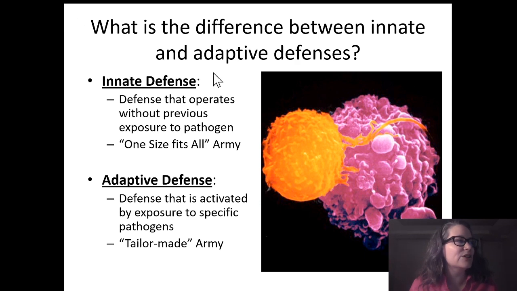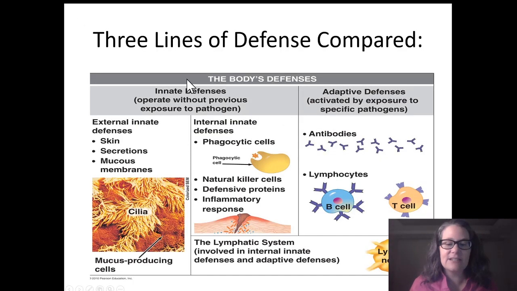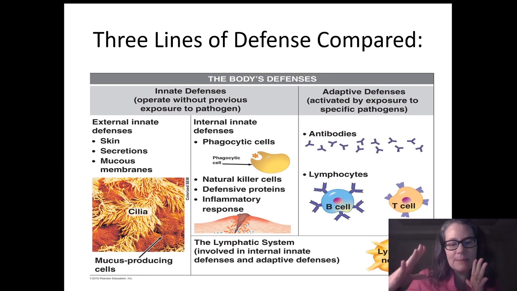Now, when we look at your immune system, we actually divide it into 3 lines of defense that I want to walk you through. The first line over here, I like this table because it summarizes all 3 lines, is your external innate. So this is going to be external body coverings and things like that, mucus, linings that allow us to keep out pathogens or keep out non-self particles.